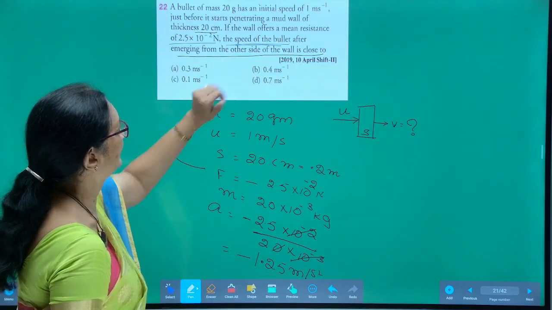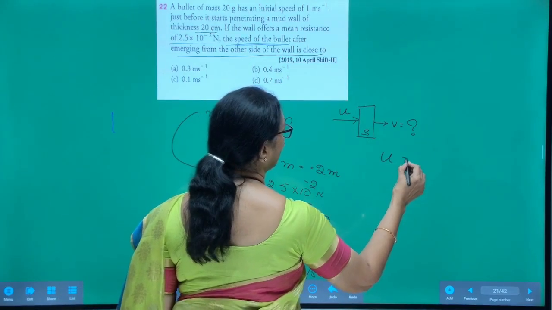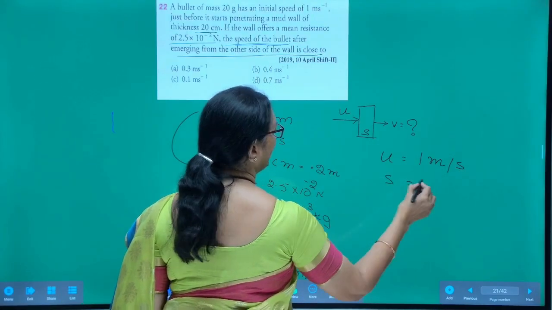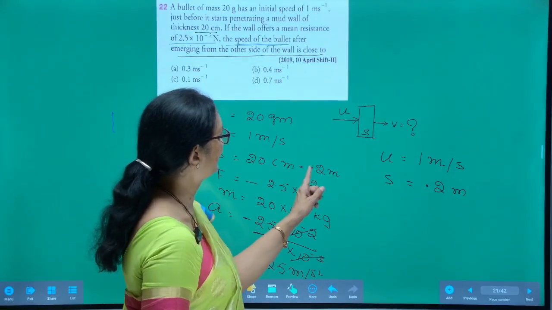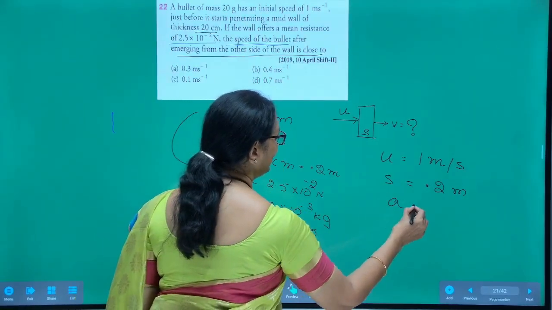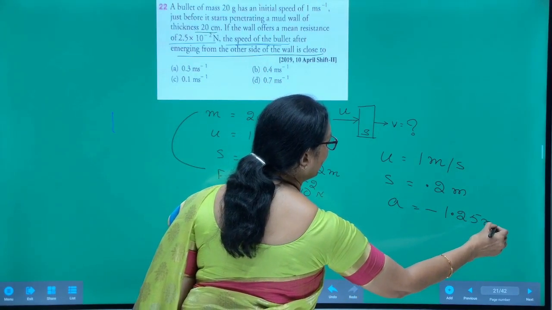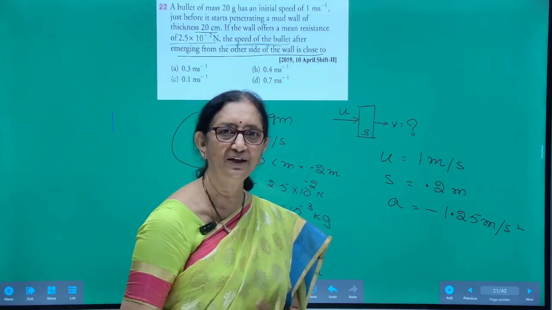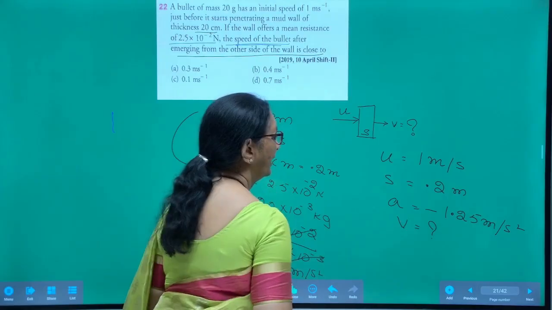You are supposed to find the speed of the bullet after emerging. So, initial velocity of the bullet is 1 meter per second, S is 0.2 meters, wall thickness is 20 centimeters, when converted to meters, 0.2 meters, a is minus 1.25 meter per second square. It is just a simple problem based on equations of motion. Final velocity is how much? What equation?